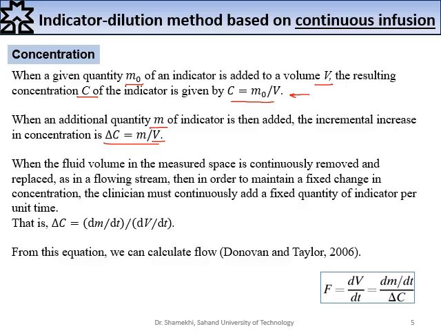When a fluid volume in the measured space is continuously moved and replaced, for example in a circulation, as in a flowing stream, then in order to maintain a fixed change in concentration, the clinician must continuously add a fixed quantity of indicator per unit of time.